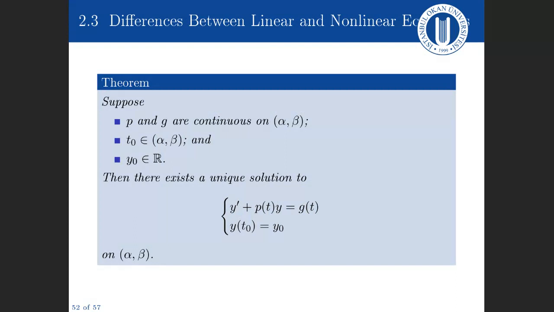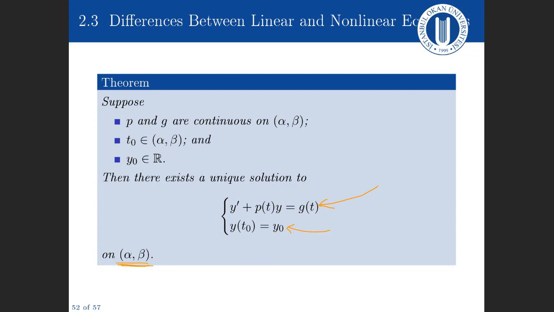The first is an important theorem for linear equations. If we have continuous P and G, continuous at least on an open interval, and the point of the initial condition is in this open interval, and y0 can be any number, then the theorem tells us that there exists a unique solution to the initial value problem with this linear equation and this initial condition. And it tells us that the solution exists on this open interval where P and G are continuous.